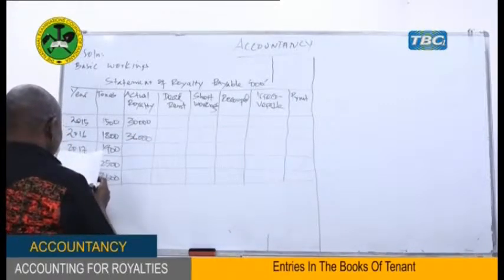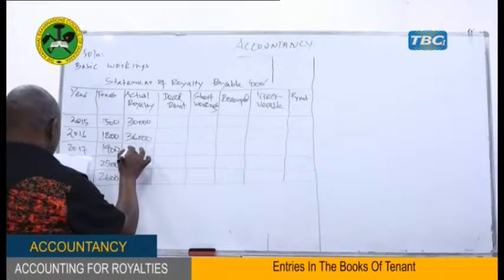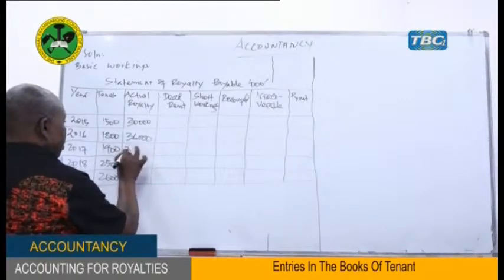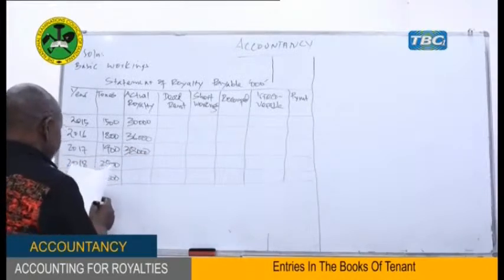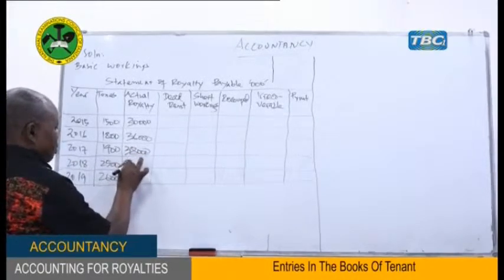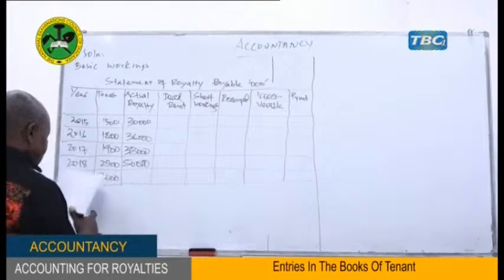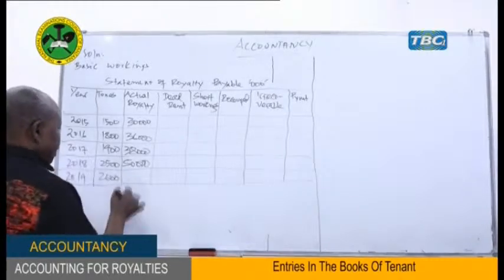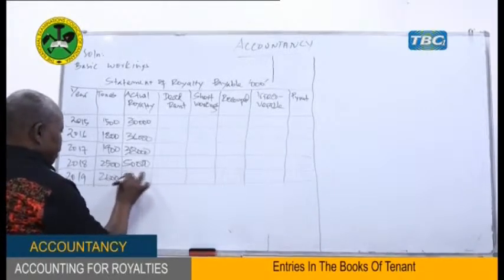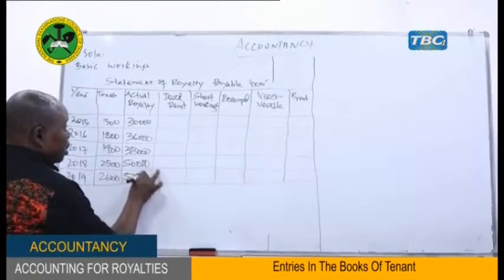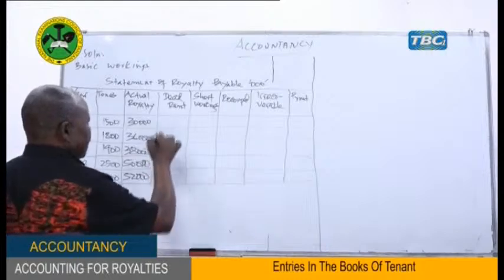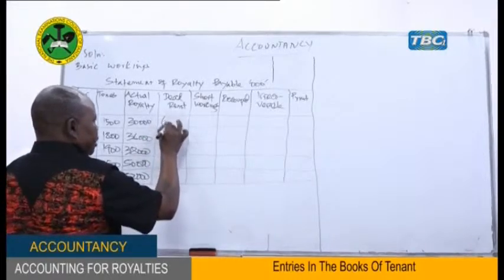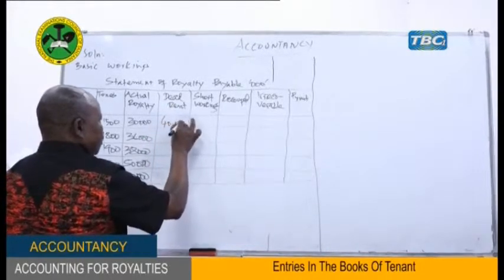2017, you'll get 38,000. 2018, you'll get 50,000. And 2019, you'll get 52,000. Our daily rent is fixed, that is 40,000 in terms of thousand. So it's 40,000 for all years.